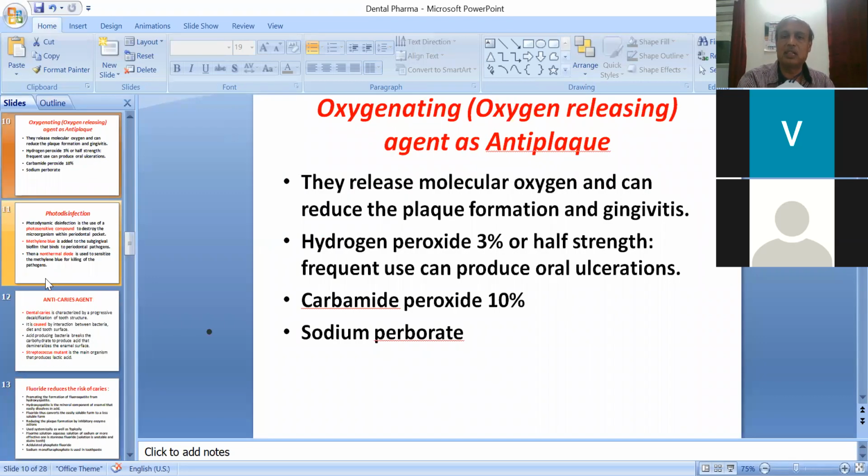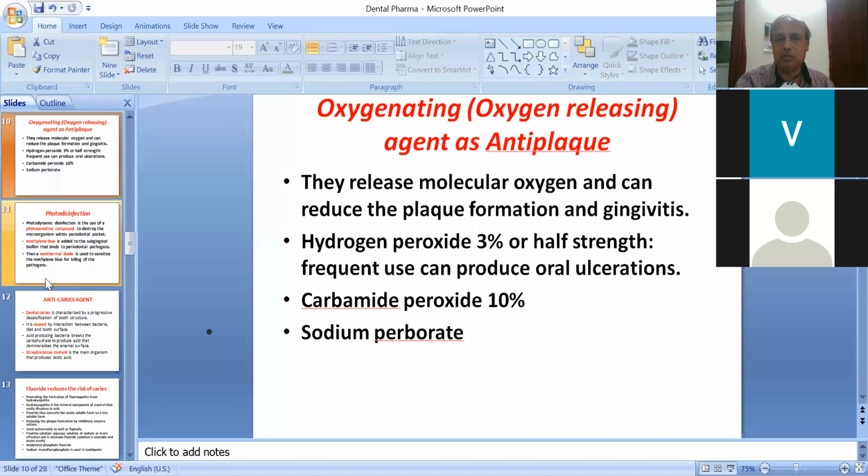So there are various other anti-plaque agents. Besides this, some oxygenating agents are also used as anti-plaque. Oxygenating agents means oxygen releasing. They release molecular oxygen and can reduce plaque formation and gingivitis.